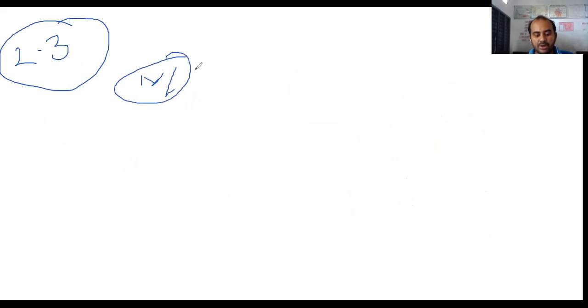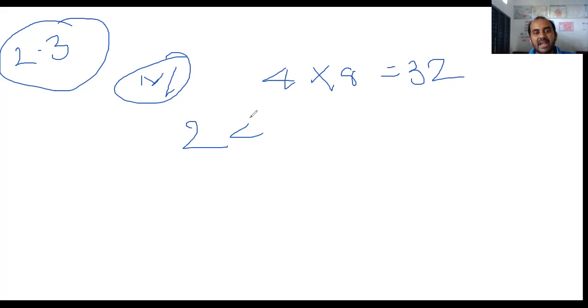Multiplications. Now multiplications are very important. Third, 2.3 is the multiplications. For example, multiply 4 and 8 means what? 4 into 8, that is equal to 32, sir. Yes or no? In a similar way, multiply 2 and x means 2 into x, 2x.